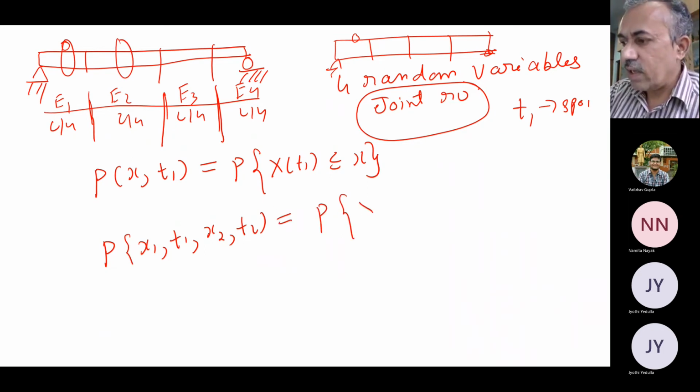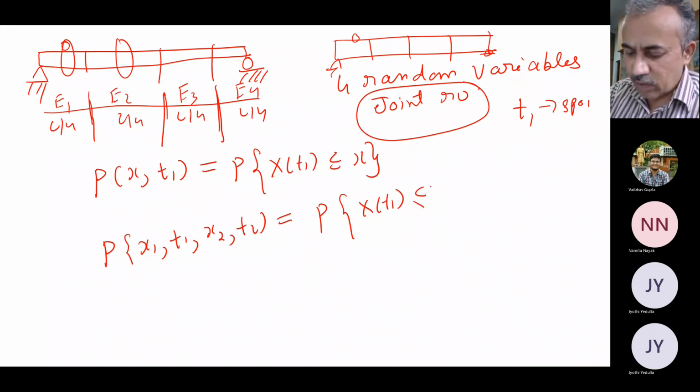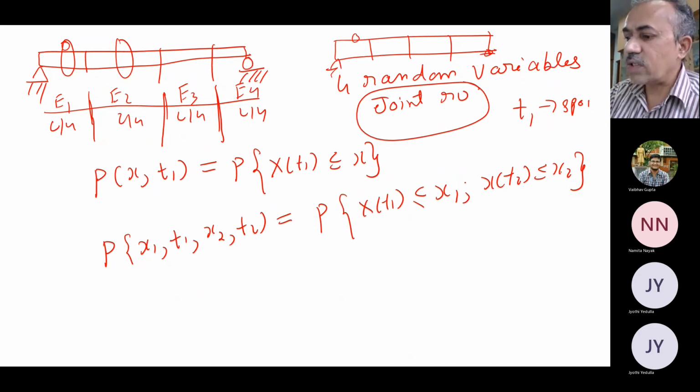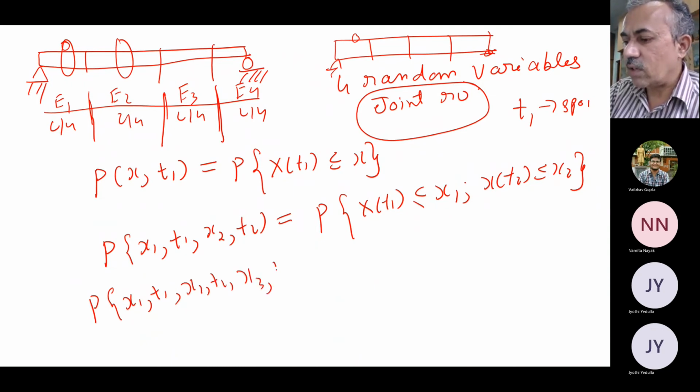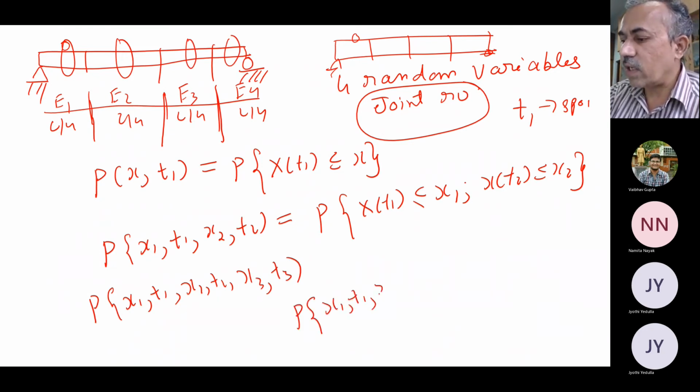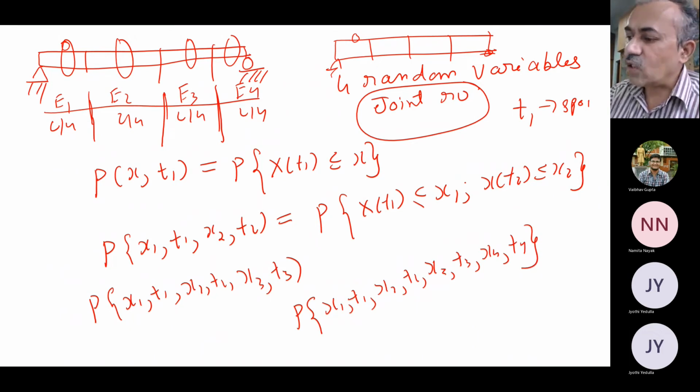So the probability is x of t1 less than or equal to x1, and x of t2 less than or equal to x2. So this is 2-dimensional. Then you can have 3-dimensional also, x1 t1, x2 t2, x3 t3. And now since we have 4 random variables, you will have 4-dimensional, x1 t1, x2 t2, x3 t3, then x4 t4. You see the joint density functions come into the picture. So it becomes much more complicated.